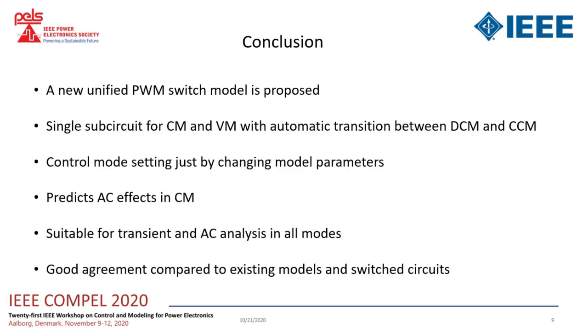In conclusion, we can say that the new unified PWM switch model is proposed, which uses just a single subcircuit for both current and voltage mode and which can automatically transition between discontinuous and continuous conduction mode. The model can be changed from current to voltage mode just by changing the model parameters, and it also predicts the AC effects in current mode. The model is suitable for transient and AC analysis as shown by the results and shows good agreement compared to existing models and switched circuits.